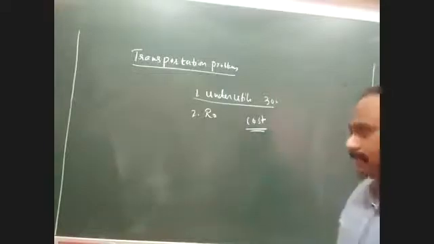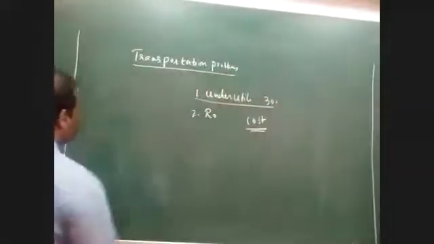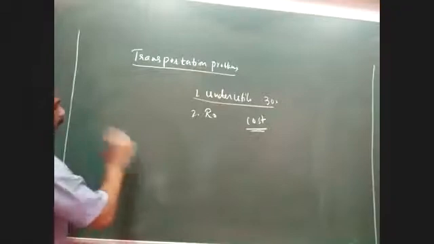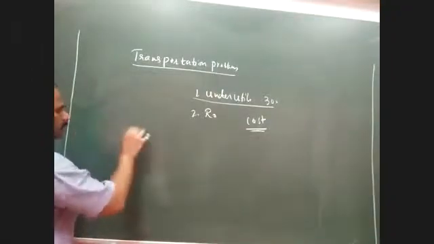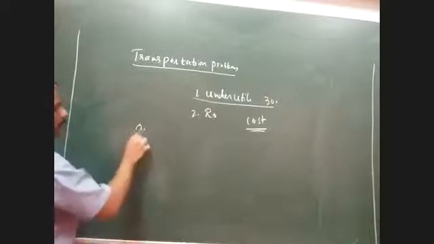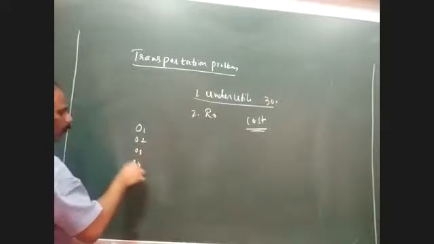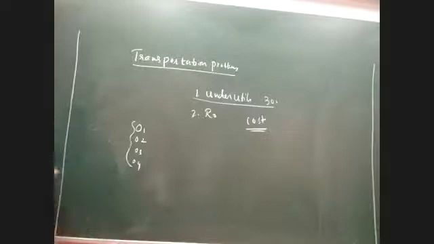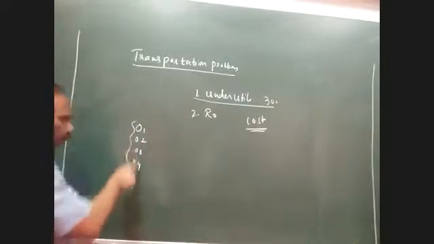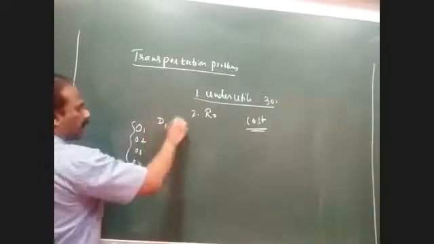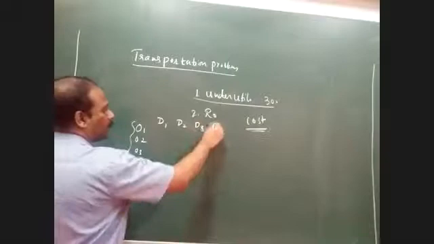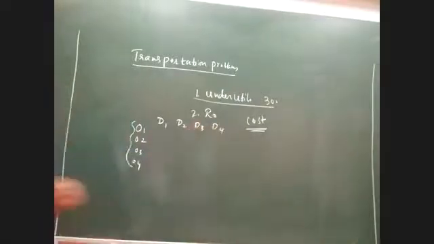Let me give a simple example. Let us say a person has to transport a consignment from different places. Let's say there are O1, O2, O3 and O4. These are the 4 origins. Origins are nothing but the places from where your transportation process starts. And from these 4 origins, you are supposed to transport the consignment to 4 different destinations, D1, D2, D3 and D4.